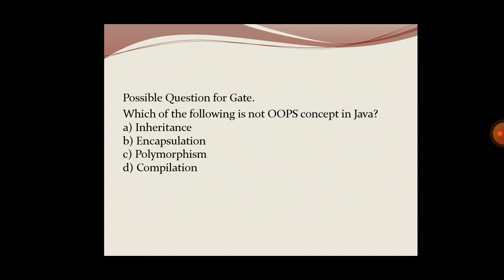Then a possible question in GATE: which of the following is not an OOPS concept in Java? Inheritance, encapsulation, polymorphism are concepts in Java, and compilation is not an OOPS concept in Java. So D is the answer.